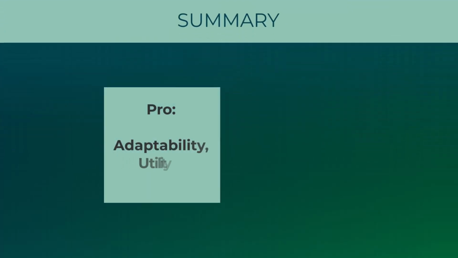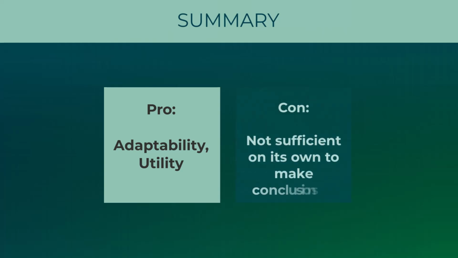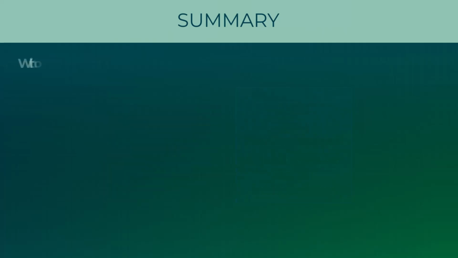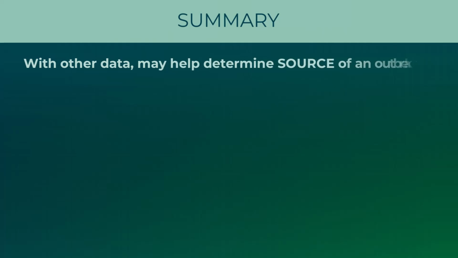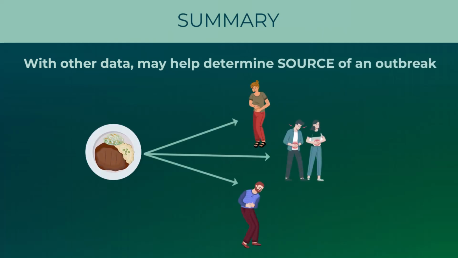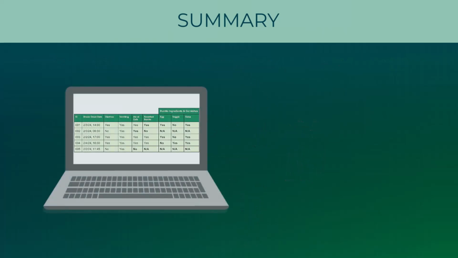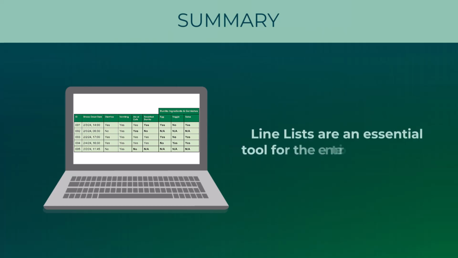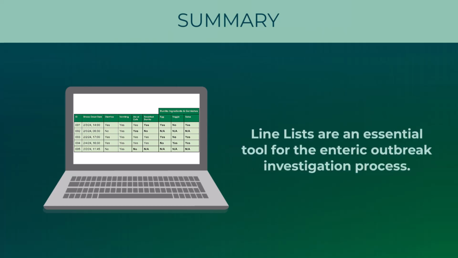Despite the adaptability and utility of line lists discussed thus far, it is important to note that obtaining frequency data from a line list is not alone sufficient to make conclusions about the culprit of an outbreak. However, these data, alongside other clues and evidence, may help determine the source of an outbreak. Line lists themselves and the ways in which they can be used are an essential tool that is vital to the enteric outbreak investigation process.